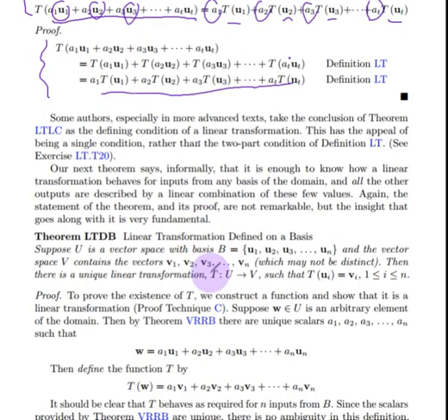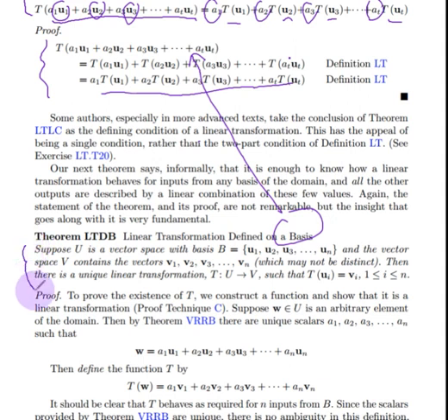Okay, so let's use this. We know that when we have a basis, we can write any vector as a linear combination of basis vectors. So what does this mean? If we know what the linear transformation does to the basis, we can form an arbitrary linear combination of the basis vectors and get any vector we want. So all we need to do is know what the linear transformation does to the basis vectors, and that gives us the linear transformation on any old vector we want.